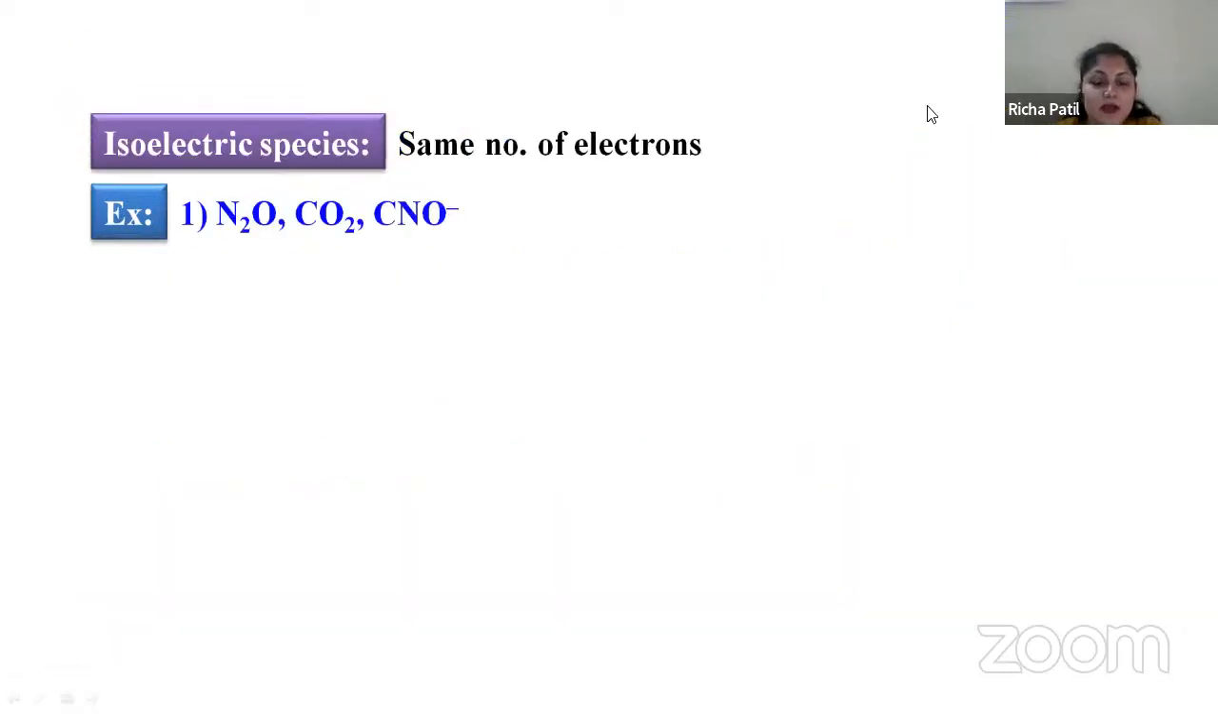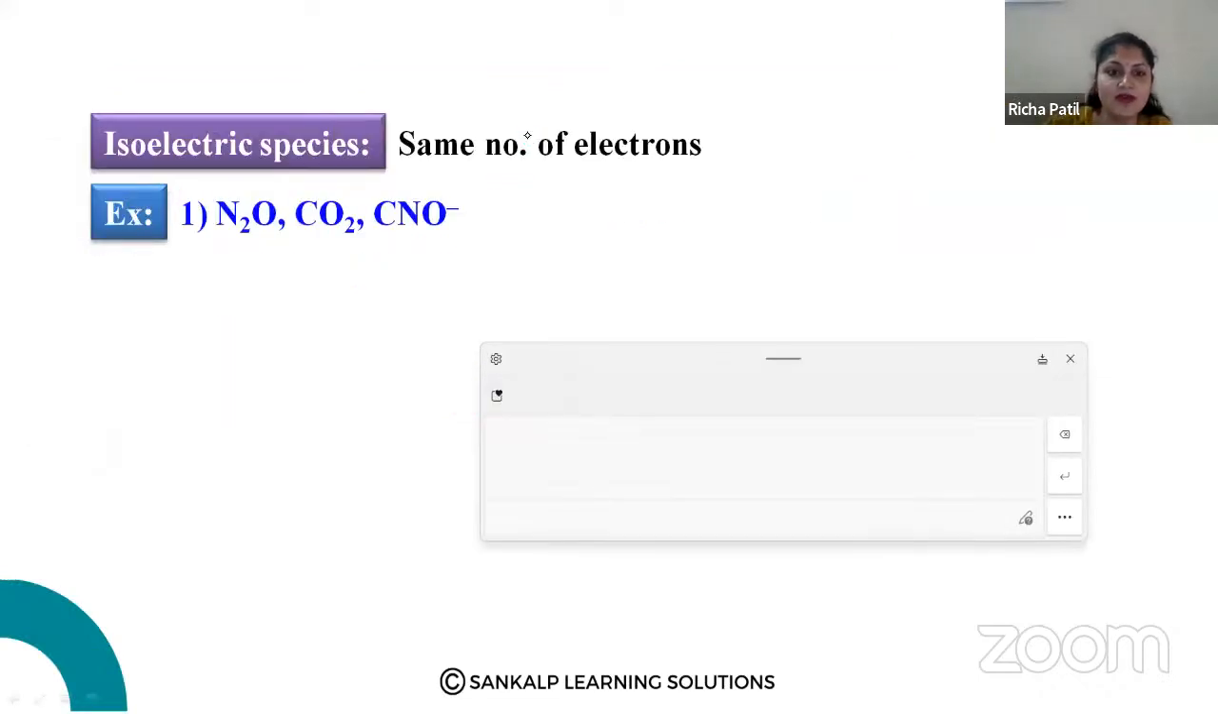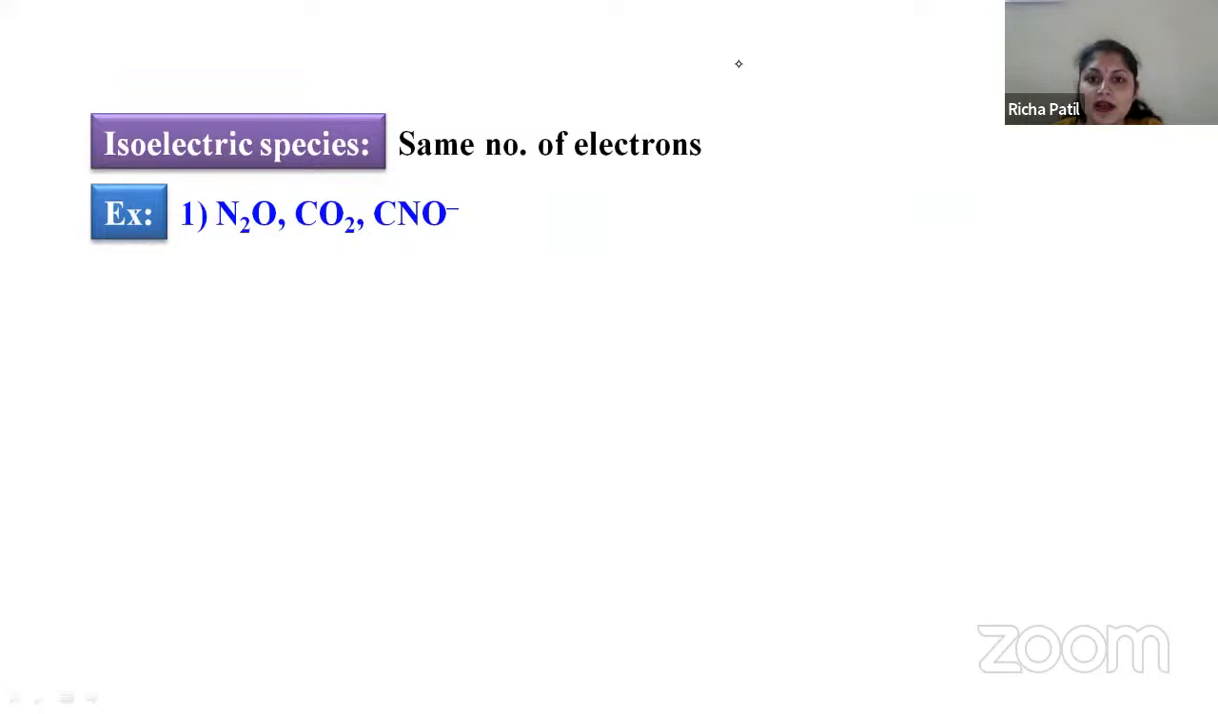What are isoelectronic species? In the last class I also discussed isoelectronic species. Isoelectronic species have the same number of electrons. How do you calculate electrons? When you have the atomic number, what is atomic number? It is the number of protons or number of electrons. So you know the atomic number of each.